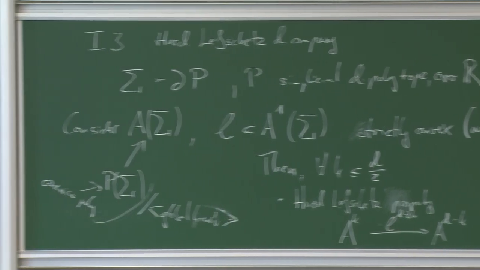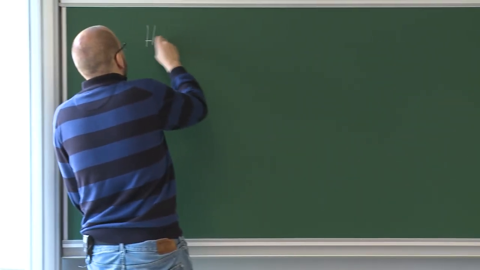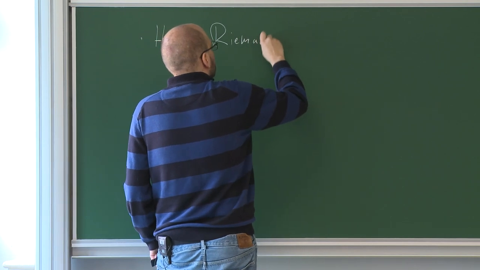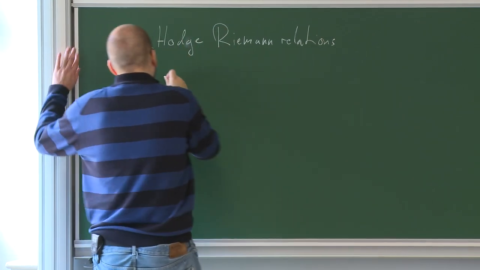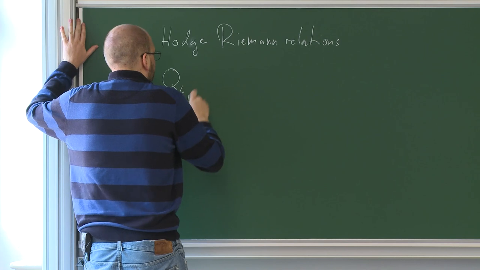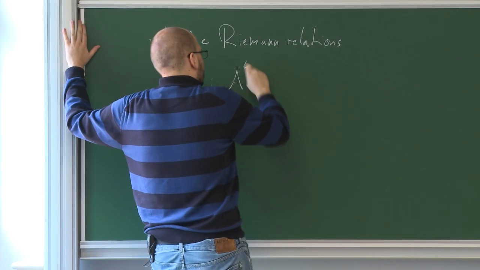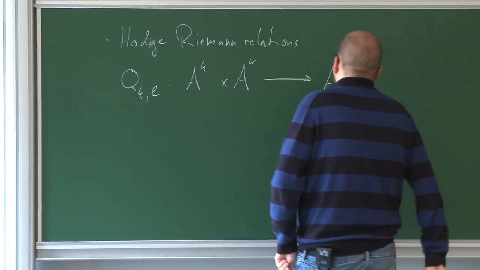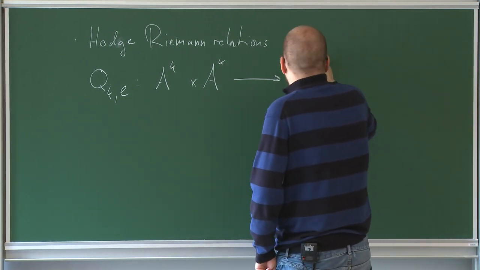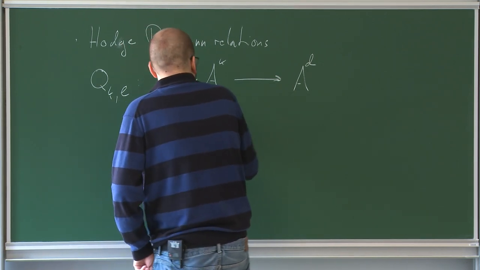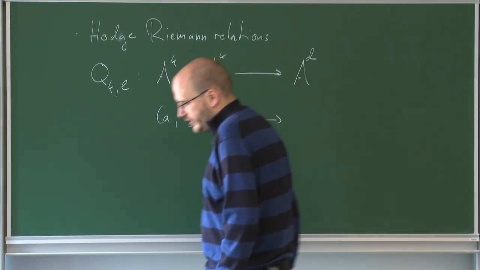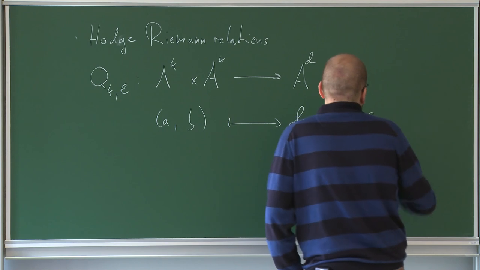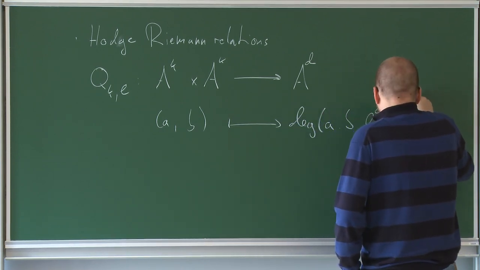And the theorem does not come alone. It comes with a relative that will be proven in company with it: the Hodge-Riemann relations. For this, I define the following quadratic form on degree k with respect to L. I take A^k times A^k, and I want a perfect pairing, so I multiply to degree d. I take a and b and send this to the degree of a times b times L to the d minus 2k. That's exactly what I want from the Lefschetz theorem.